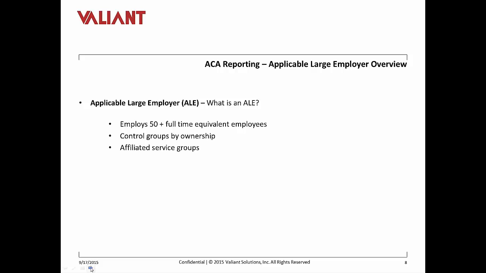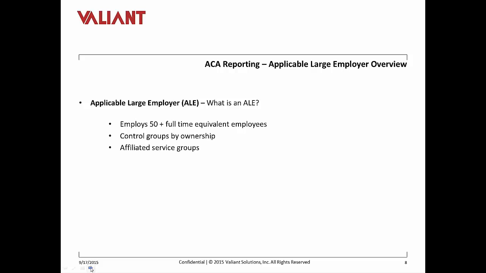An ALE is an employer who employs 50 or more full-time equivalent employees, and the definition of a full-time equivalent employee, to simplify it, would include any full-time employee who's working 30 or more hours per week. That would count as one full-time equivalent employee, plus the addition of any variable hour or part-time employees by accumulating all of the hours worked by those individuals and coming up with an equivalent full-time individual who would be working 30 hours per week. So I'm assuming most of our attendees today are applicable large employers. If you're not, then of course this ACA reporting does not apply to you. So that's the first basic.